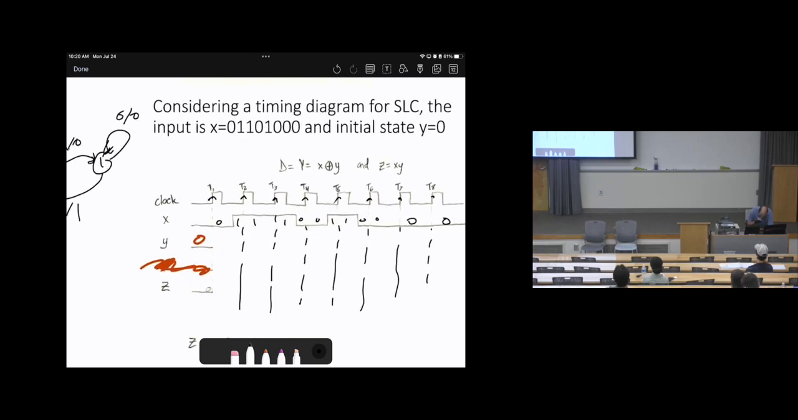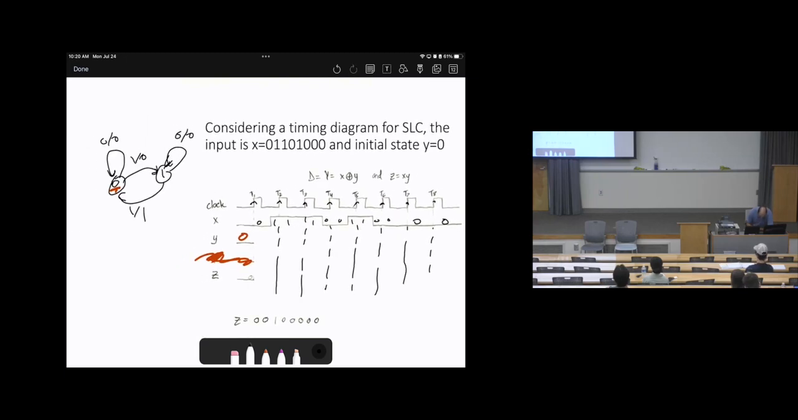Okay. So here the input is 0. Now the initial state is 0. The input is 0. So what will happen? We will remain at 0 while the output is 0. So we will remain at 0 and the output is 0.